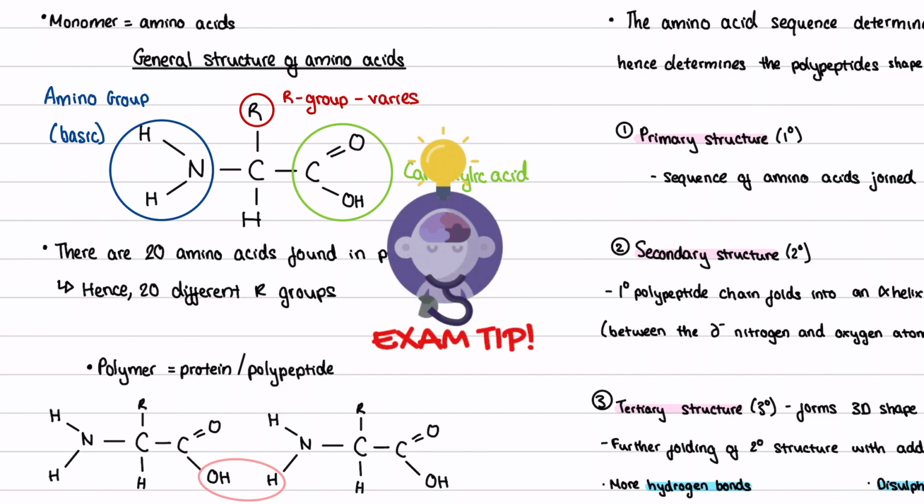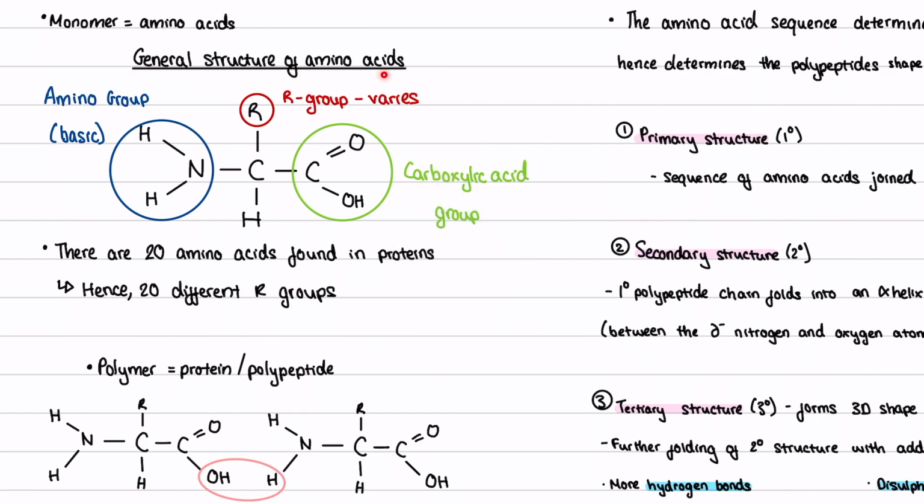For your exam, it is important that you are able to draw out the general structure of amino acids as well as know how to label the different groups on them. As you can see in this picture, you have the carboxylic acid group, the amino group, which has the nitrogen atom, and the variable R group. It is this R group which changes each amino acid. There are 20 amino acids, so 20 R groups.